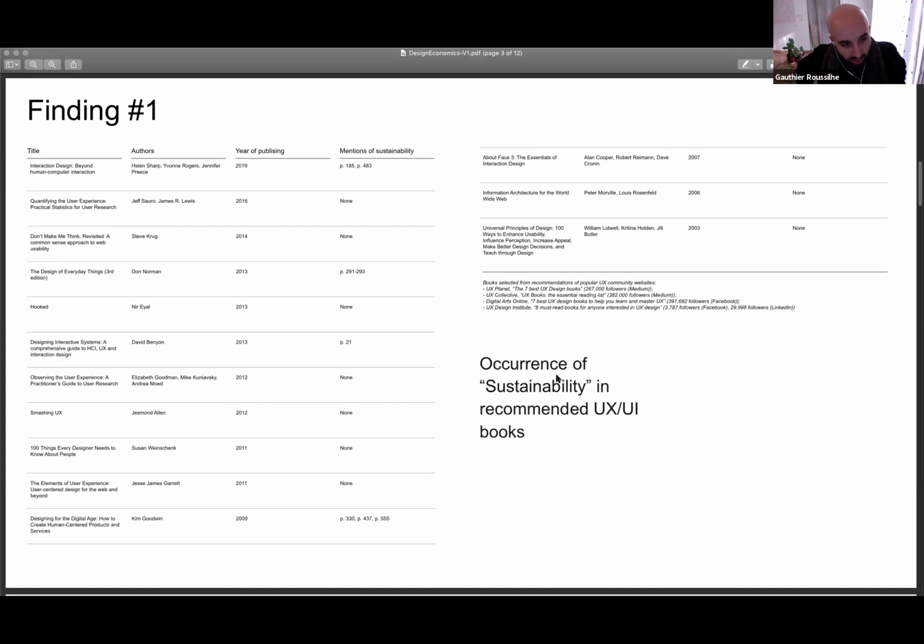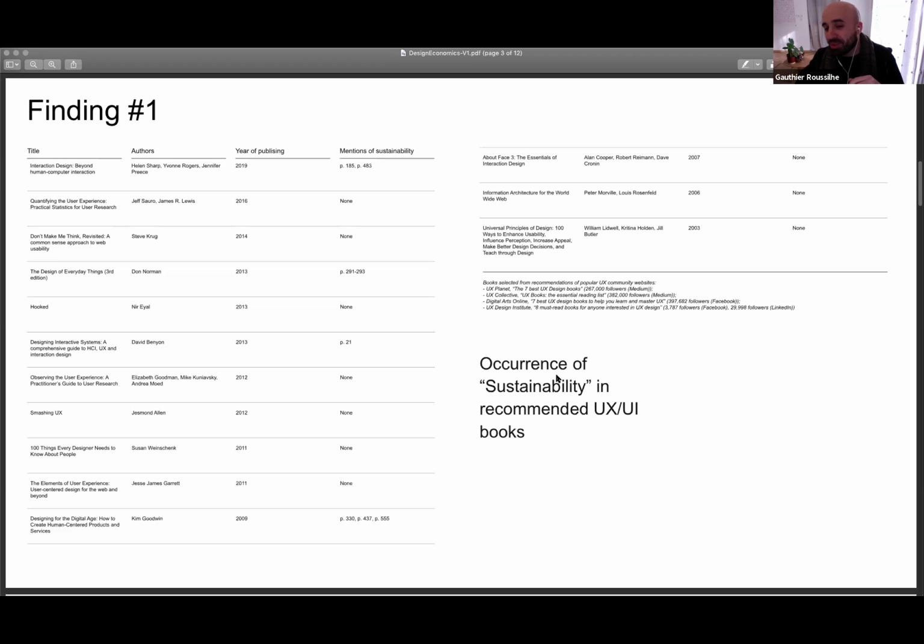The first one is, I guess it's very little on your screen, but basically I did an analysis of all the UX and UI books that exist today, the popular ones, the ones that are recommended to you when you're a student or a professional, recommended by huge UX websites, UX Planet, UX Collective. I took all these books and I just looked for the word sustainability. And it doesn't really appear. It just doesn't really show.